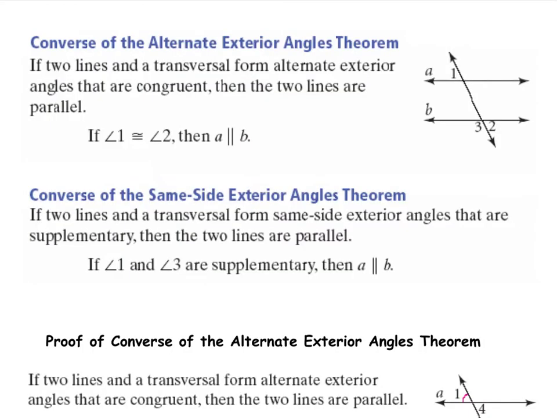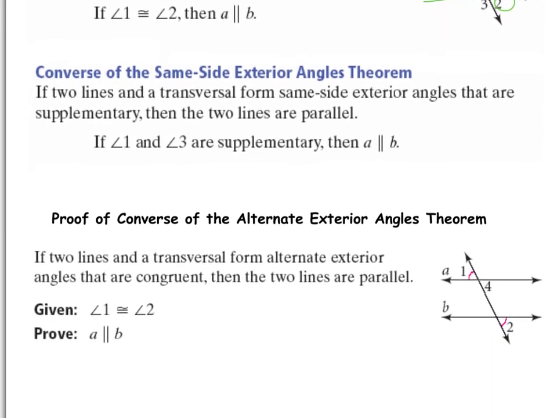Alright, so now we have converse of alternate exterior angles. So you guys are going to have to write a lot here, so make sure you pause it and write everything that you need to. So if two lines and a transversal form alternate exterior angles that are congruent, then the two lines are parallel. So same process as all the other ones. So if these two are congruent, then A and B are parallel.